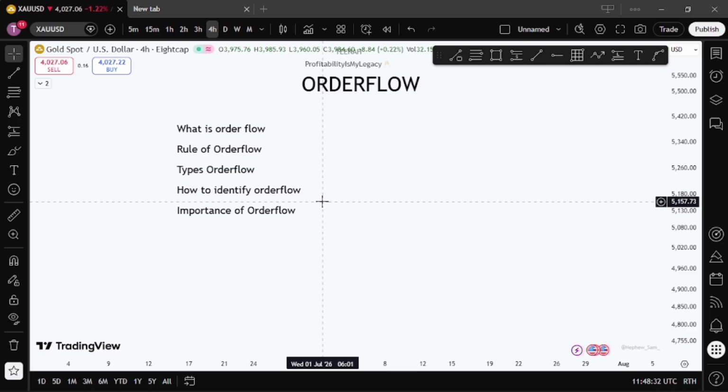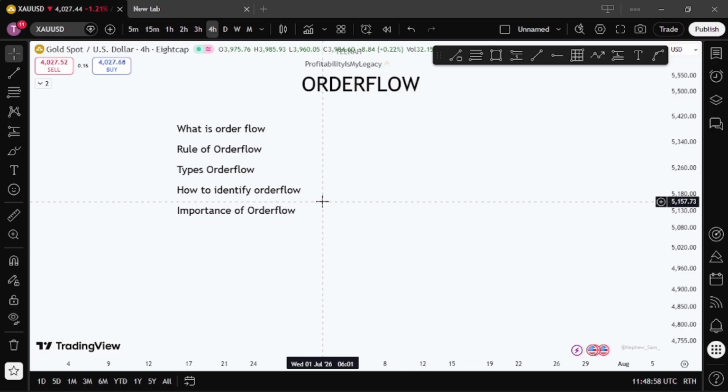I'm going to give you two definitions of order flow, and then we will connect the two definitions so that you will know that they relate to each other. They are literally saying the same thing and they are complementing each other. So first of all, what is order flow? Order flow is simply the direction in which the majority of market participants are buying or selling.